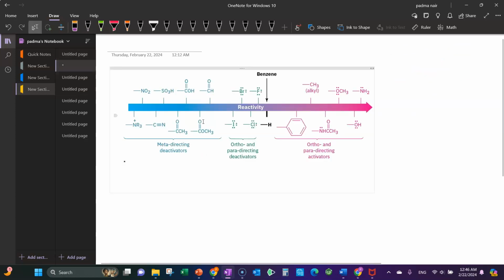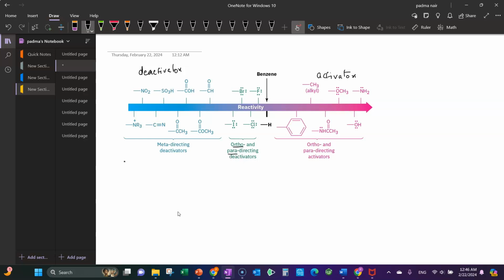So we have in our textbook this table which tells us which are the groups which are meta directors and which are the ortho and para directors. Okay, so these groups which are represented in blue, they are all deactivators, whereas the red ones here, the pink ones, they are my activators. Now in between we have halogens which are actually deactivators. However, they direct the incoming group either to the ortho or para position.